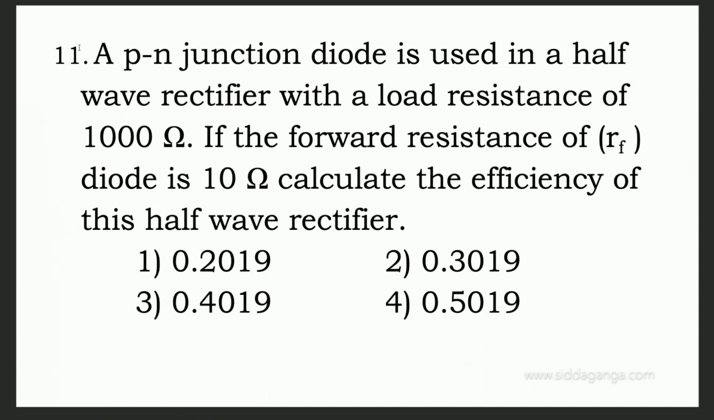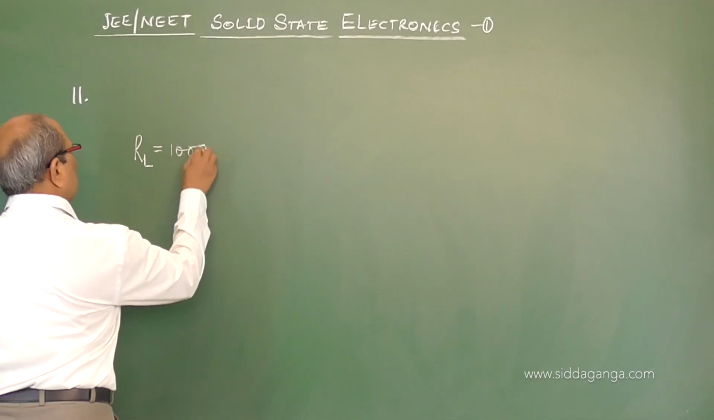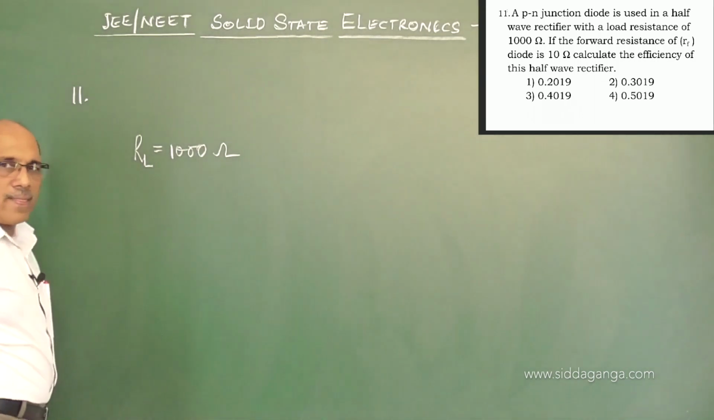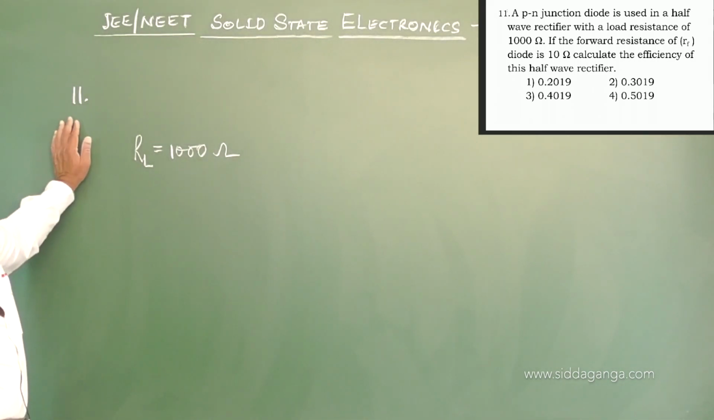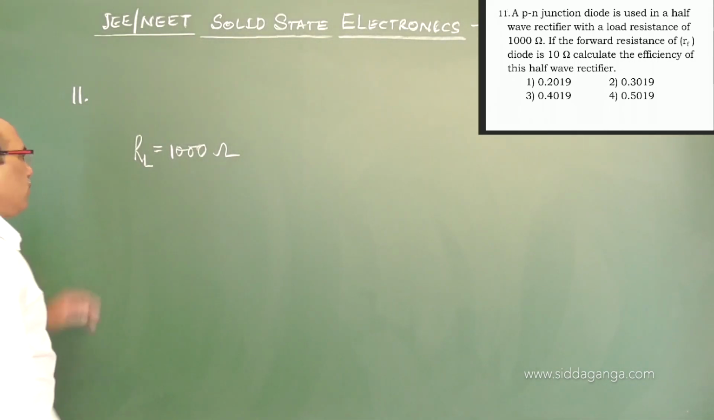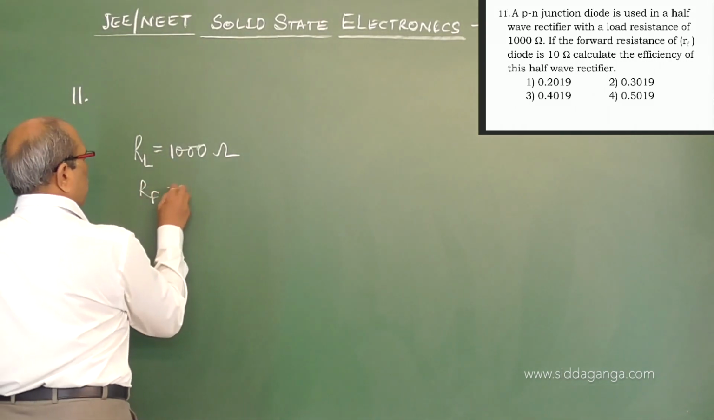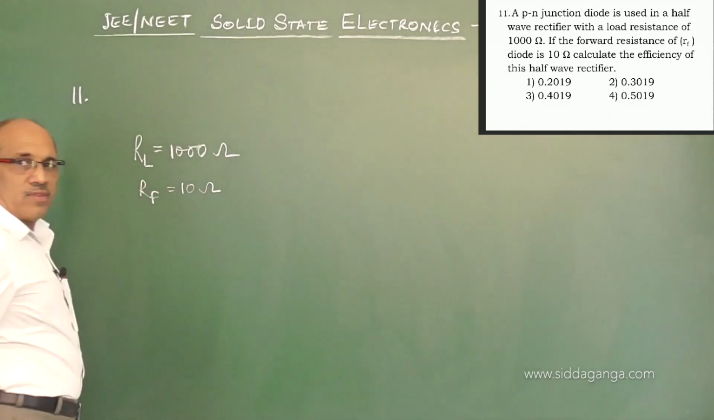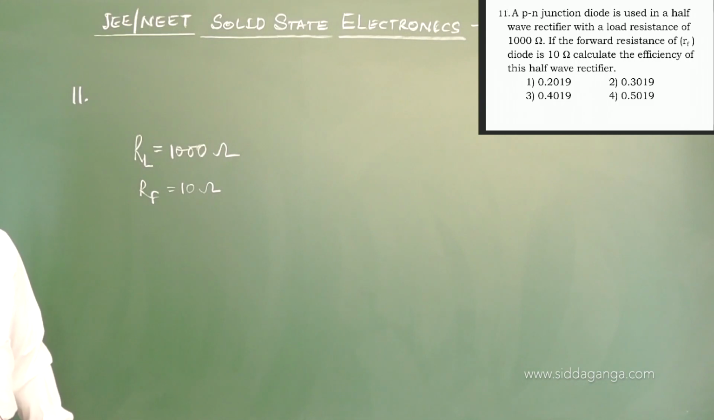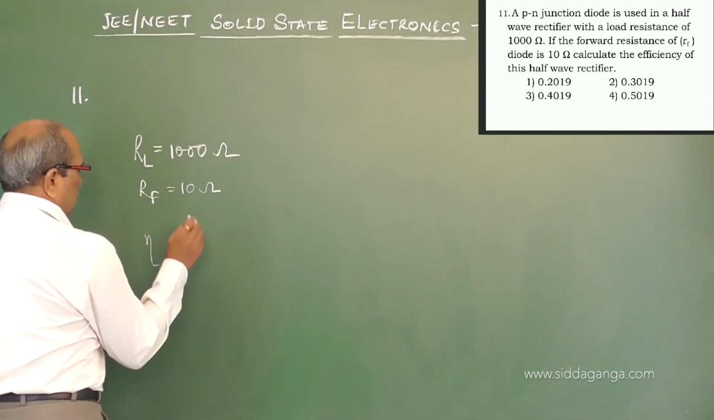Question number 11. A PN junction diode is used in a half wave rectifier with load resistance of 1000 ohm. The load resistance in the half wave rectifier is 1000 ohm. If the forward resistance of the diode is 10 ohm, calculate the efficiency of the half wave rectifier.